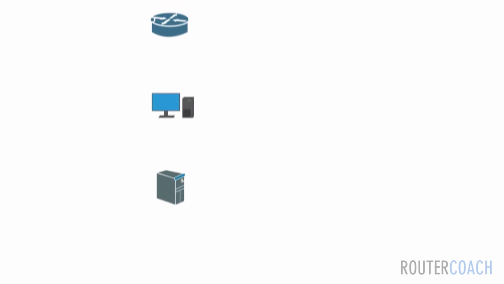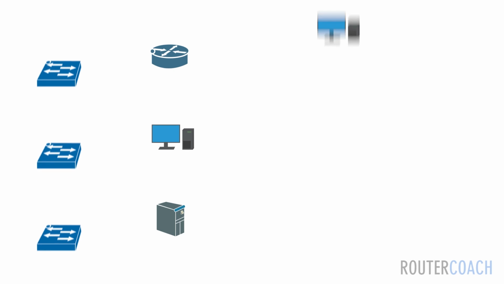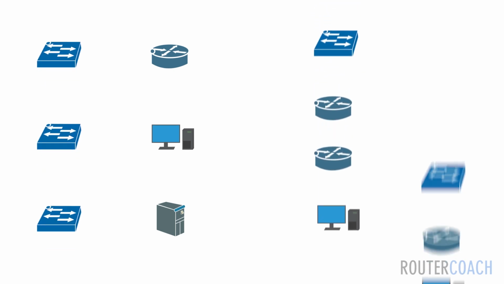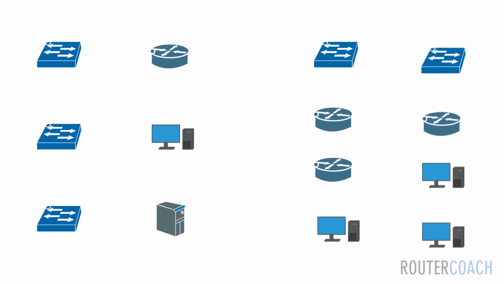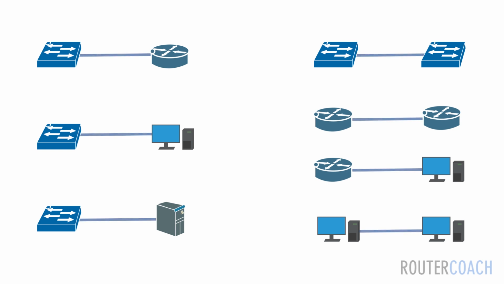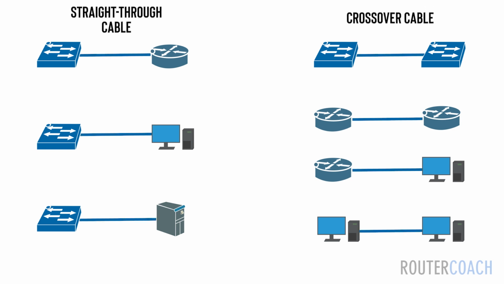UTP cabling. Okay, there's also something else that we have to remember when using copper Ethernet cables. That is, straight-through cables are used for devices that are not the same, and crossover cables are used for similar devices. But why is that, and what does that even mean? If we take a look at this diagram, we can see that if a switch connects to a router, PC, or server, then it should use a straight-through cable, but if a switch connects to another switch, then it should use a crossover cable.